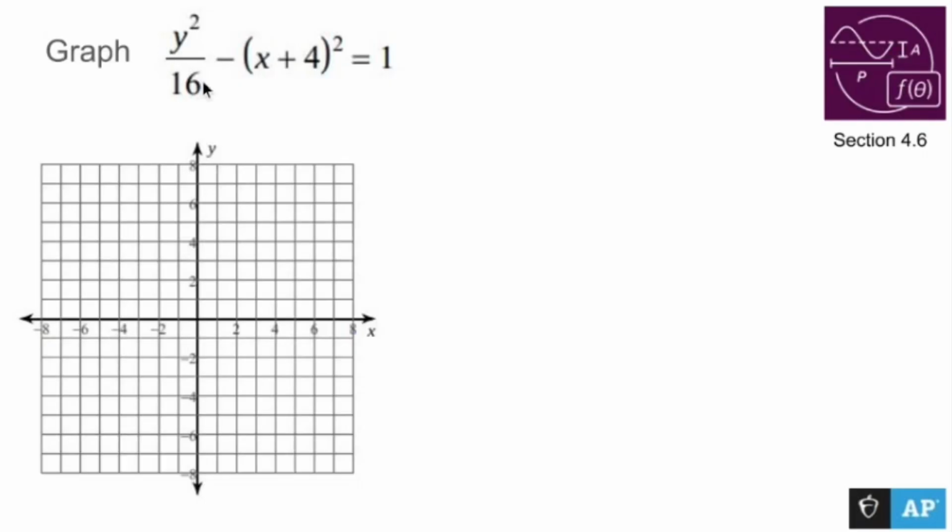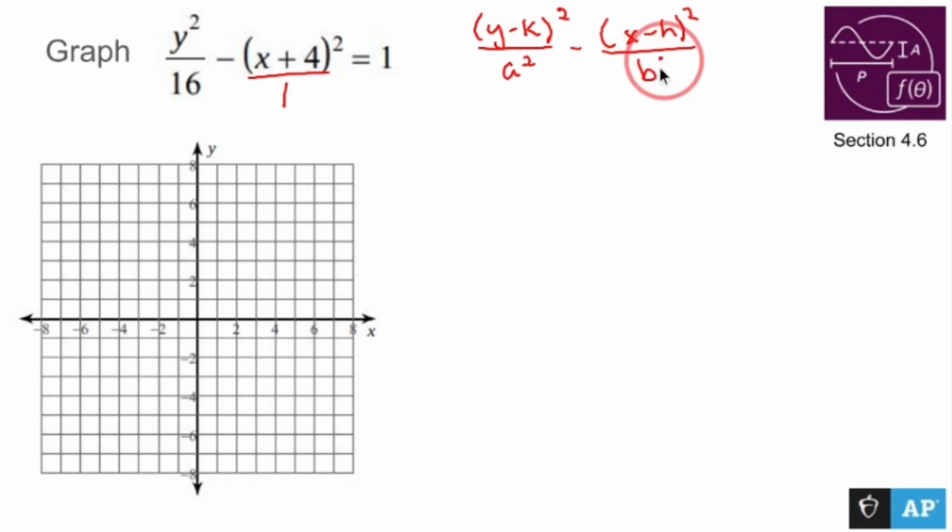Graph y squared over 16 minus (x plus 4) squared equals 1. What the heck is this, you are asking? This is a conic section with a subtraction in the middle, and you have a y squared and an x blah blah squared. Whenever you have y squared over stuff minus x blah blah squared over stuff, equals 1, you have yourself a hyperbola in this form: (y minus k) squared over a squared minus (x minus h) squared over b squared equals 1.